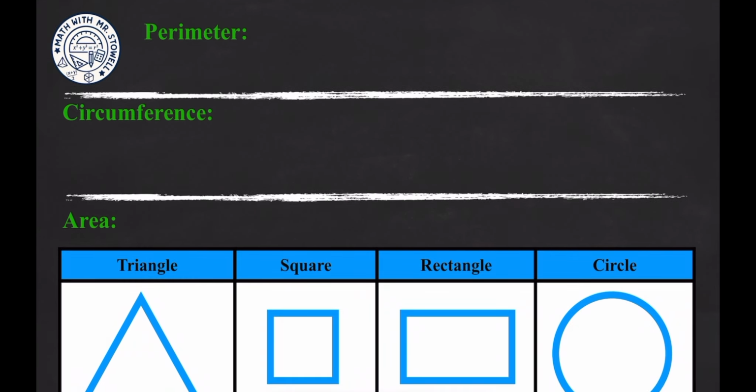Okay, let's talk about perimeter and circumference. Perimeter is the distance around the shape. Circumference is also distance around the shape. But the difference between them is that circumference deals with circles. Perimeter deals with all the other shapes that are not round. Okay, so polygons.